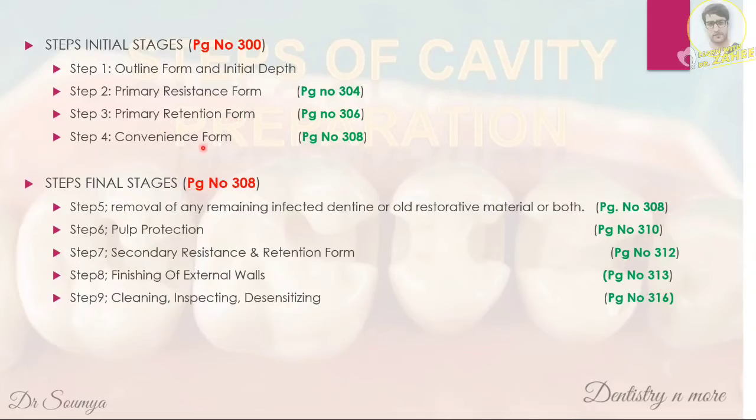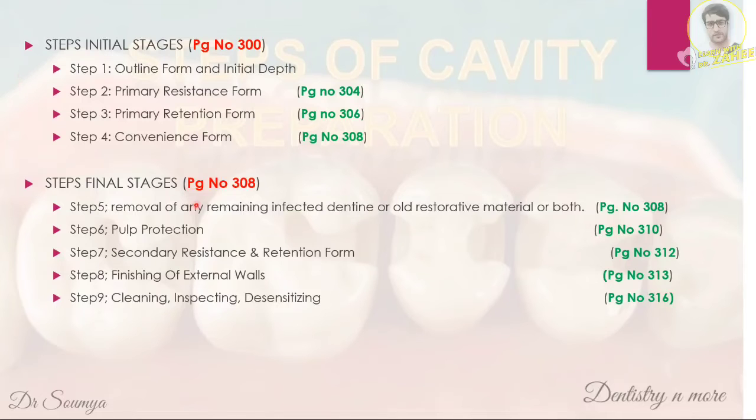Then coming over to the convenience form. Again I repeat, the definition is given on page number 308. It is nothing but the shape or form of the preparation which provides adequate observation, accessibility and ease of operation in preparing and restoring the tooth. However, procedures for obtaining the convenience form are occlusal divergence of the vertical walls, especially for class 2 cast restoration, and extending the proximal preparation beyond the proximal contacts.